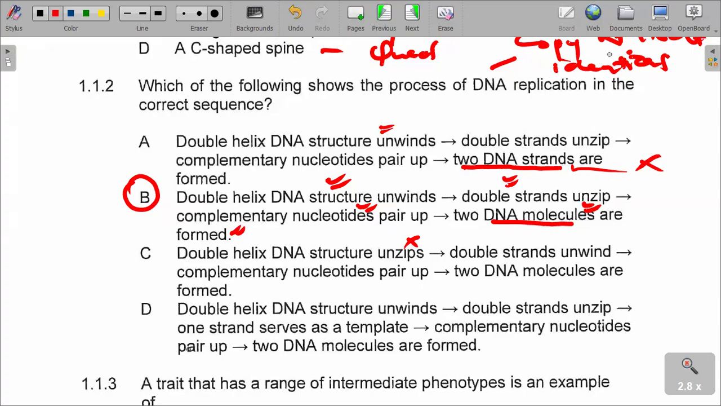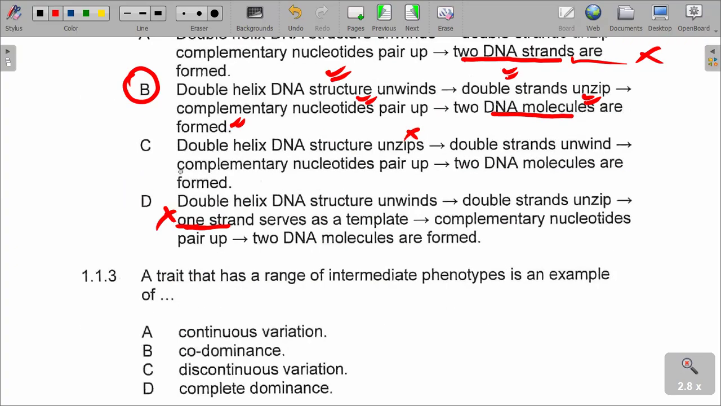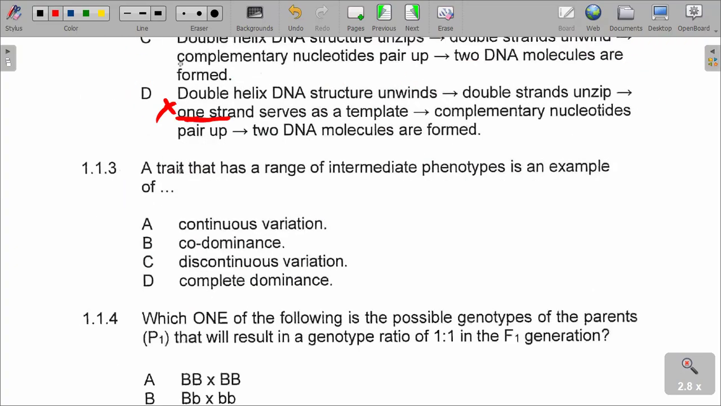But then we cannot have two molecules formed when one strand serves as a template. We don't have one strand serving as a template, but both of the strands are used as templates. That is where the statement is wrong in terms of the strand. It is wrong to say that one strand serves as a template; both strands serve as templates in that regard.